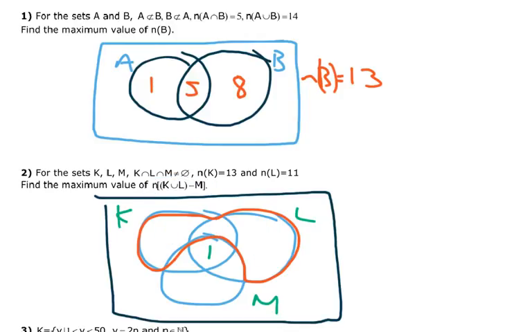The maximum comes from having the least amount in this part of the intersection. So the least amount we can have there is 0. What that means is that we'd have a remaining 12 elements here, and then a remaining 10 elements here, so that our totals for K and L are correct. And what does that now mean? That means that in this zone here, we've now got 22 elements.